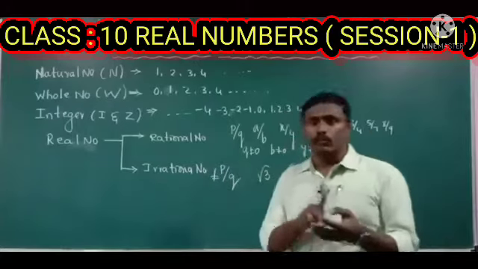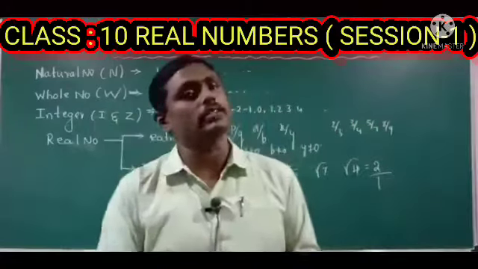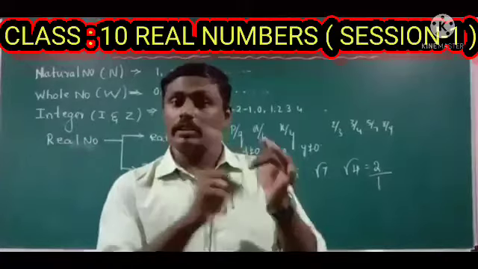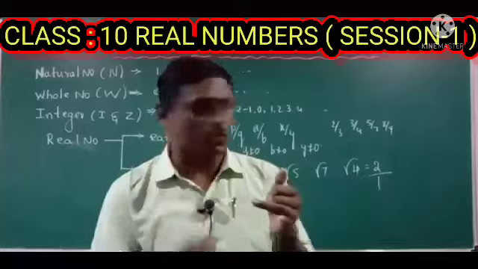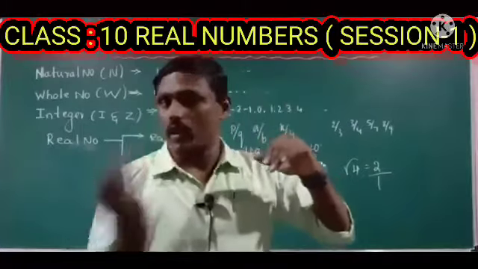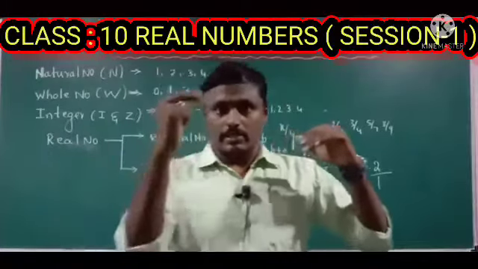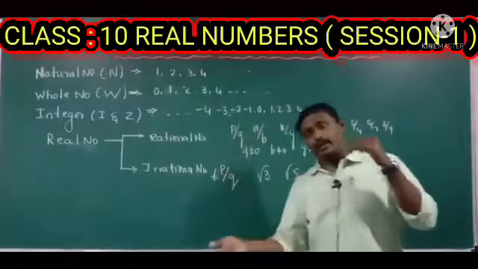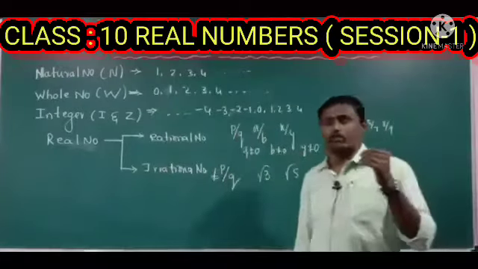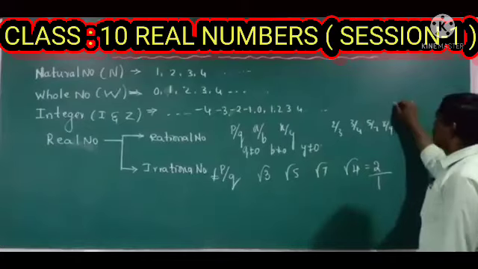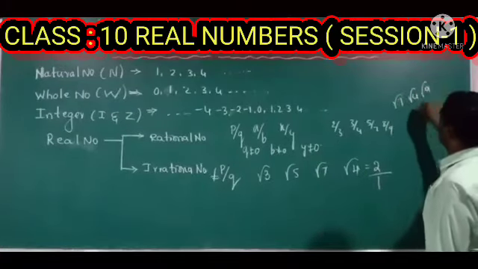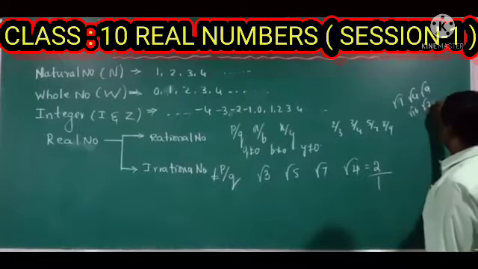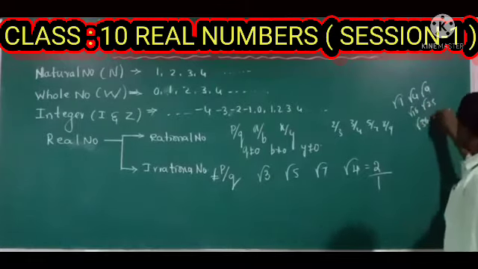For example, 1 is a perfect square number. Square root of 1 is 1. 2 is non-perfect square. 3 is non-perfect square. 4 is a perfect square number. Square root of 4 is 2. Right? Next one, 5 is non-perfect square. 6, 7, 8 as well. And 9 is also one of the perfect square numbers. So, for example, root 1, root 4, root 9, root 16, root 25, root 36, root 49.